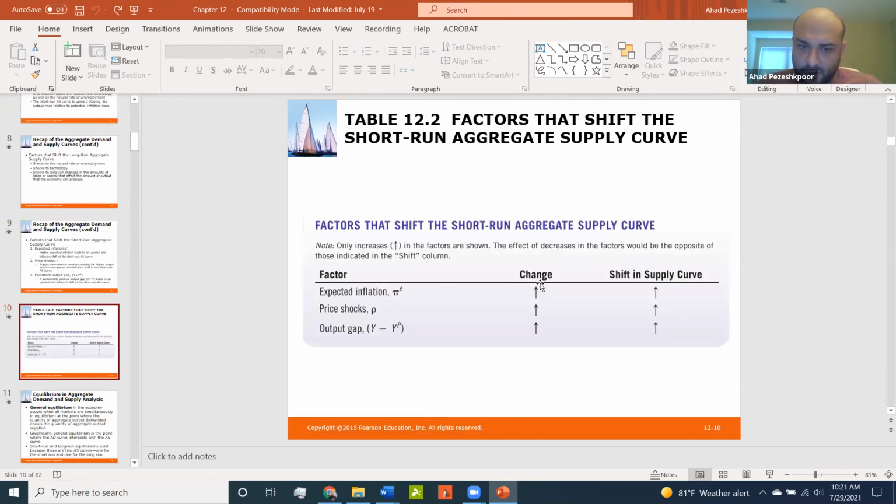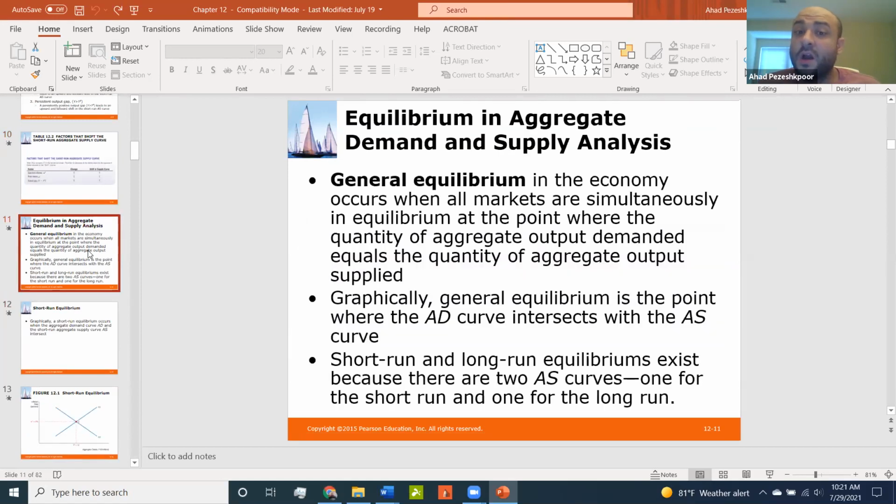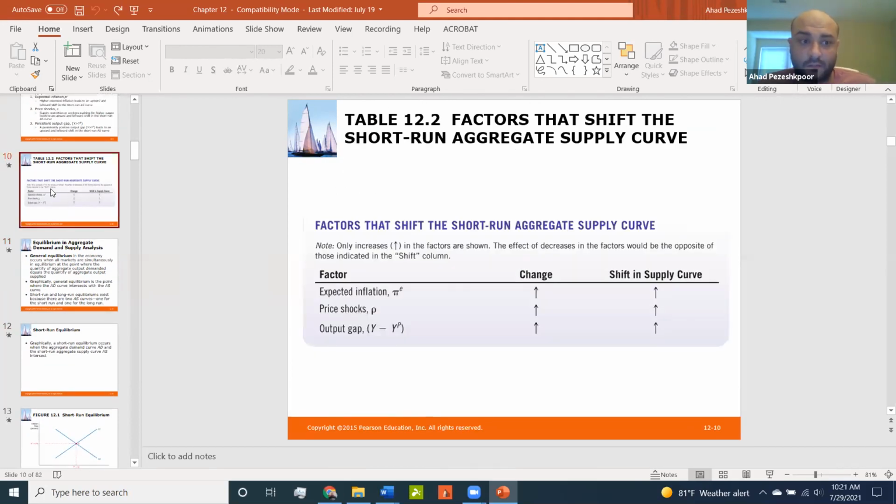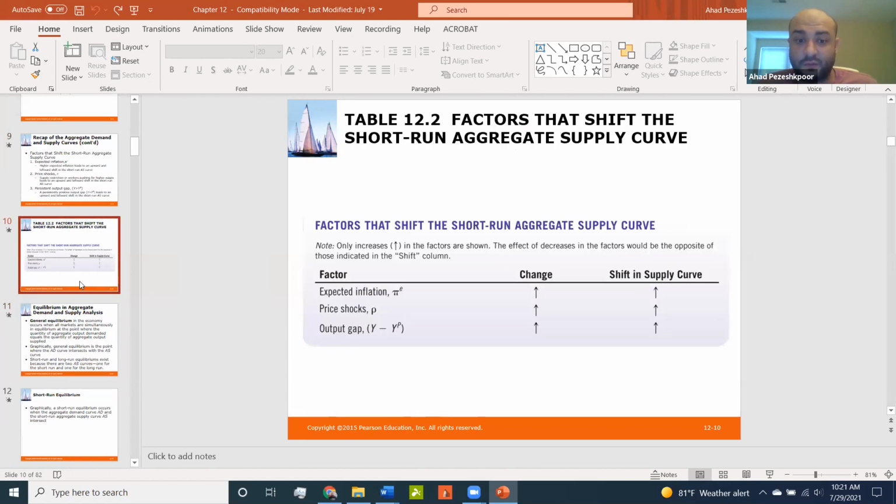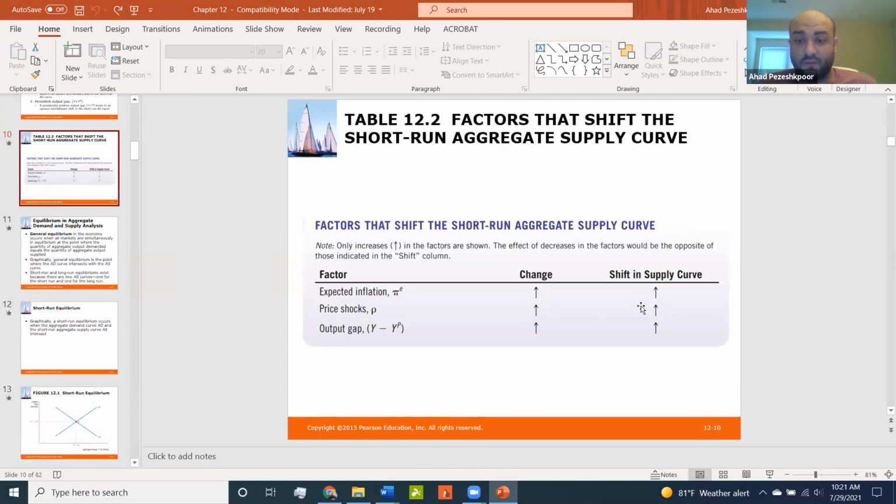Expected inflation goes up, supply curve shifts up or shifts to the left. Price shocks. If there is a positive price shock, something like, for example, the Arab-Israeli War of 1973, Yom Kippur, or what Arabs call the Ramadan War. If that happens, oil prices would go out of control, went really high. That would be a really bad price shock, and it would make the aggregate supply curve shift to the left and up.